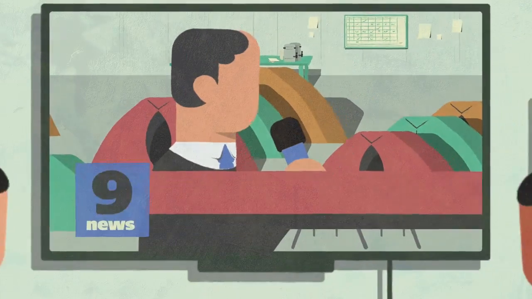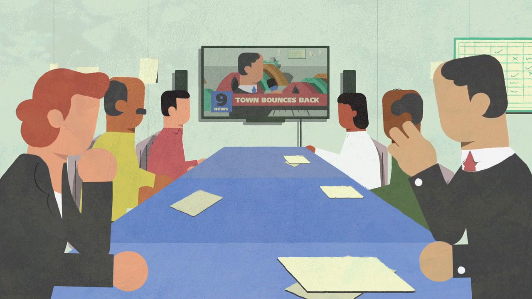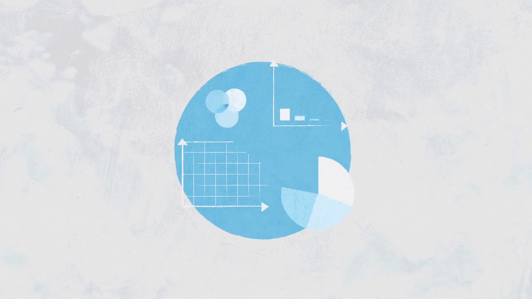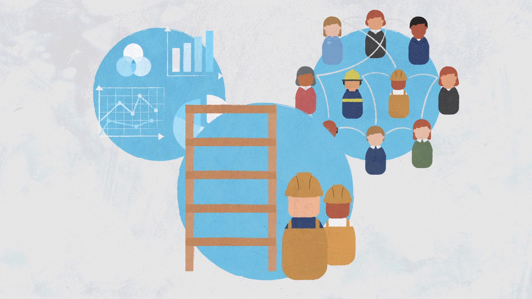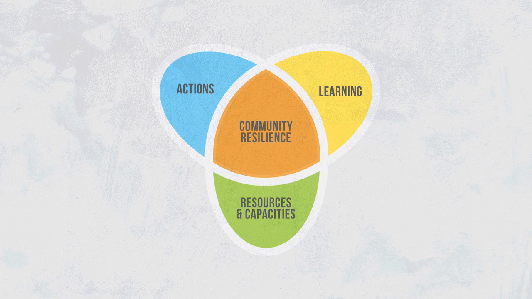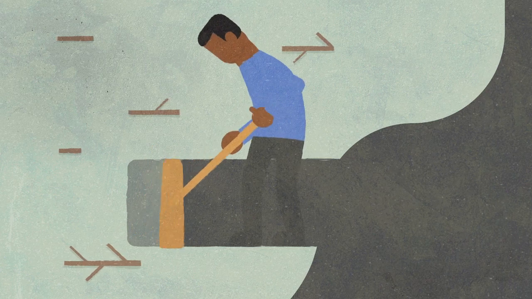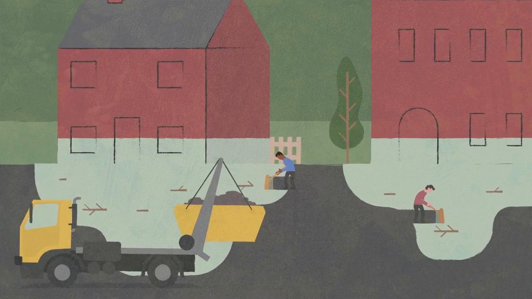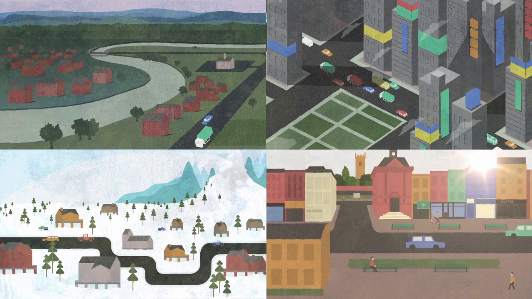And we're not just talking about a cliché on the news, about a community bouncing back. It's about having the resources and capacities and fostering the learning and actions which come together in a framework that ensures real resilience and real protection. Let me explain. A disaster is a devastating event, but communities can and do recover. But they can't recover by simply turning the clock back.